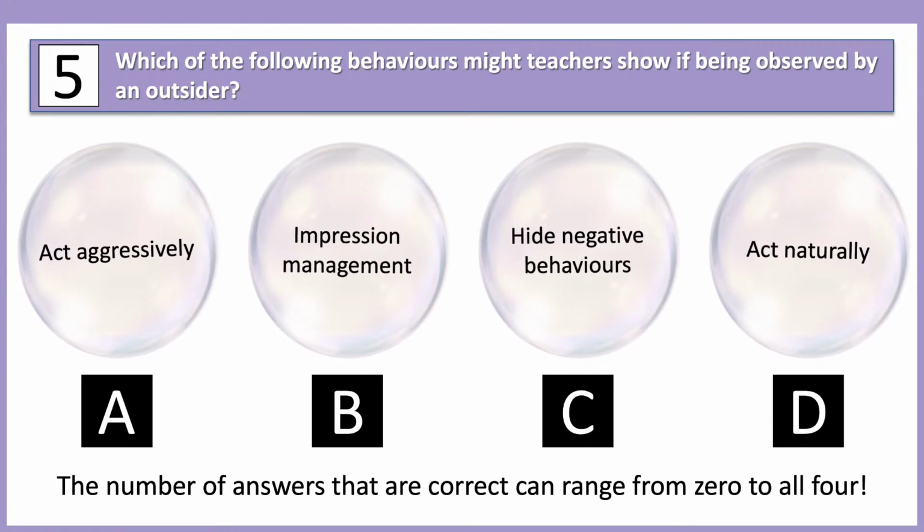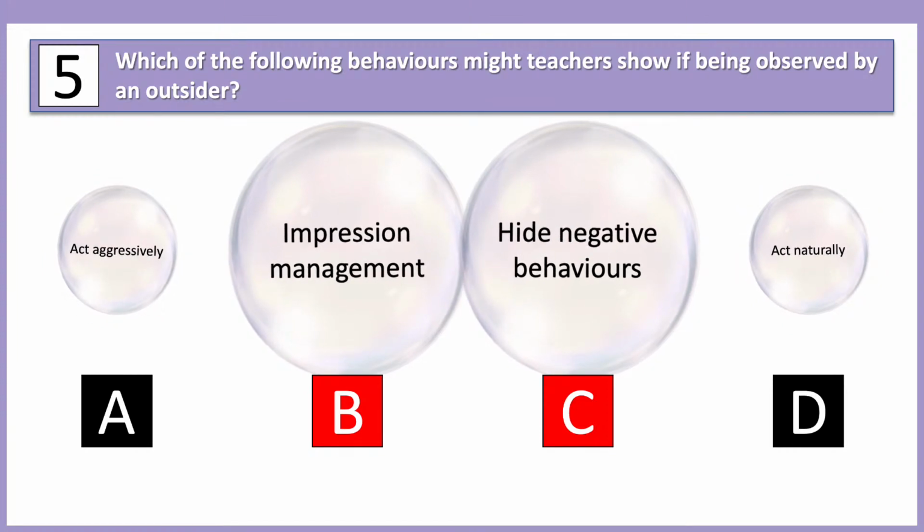Let's go with the answer. It is impression management. Teachers' professionalism will mean that they look to impress the researcher by acting in a very positive manner. They would hide any negative behaviors. So if they normally target certain students in a negative way, that would be hidden because they know that they're being observed.